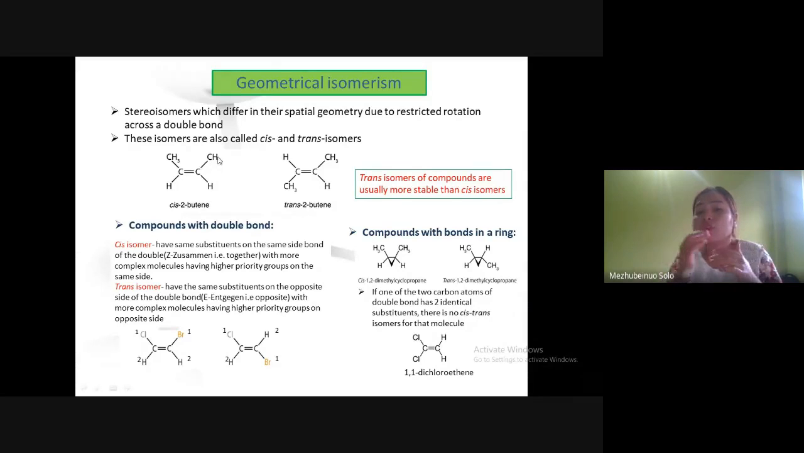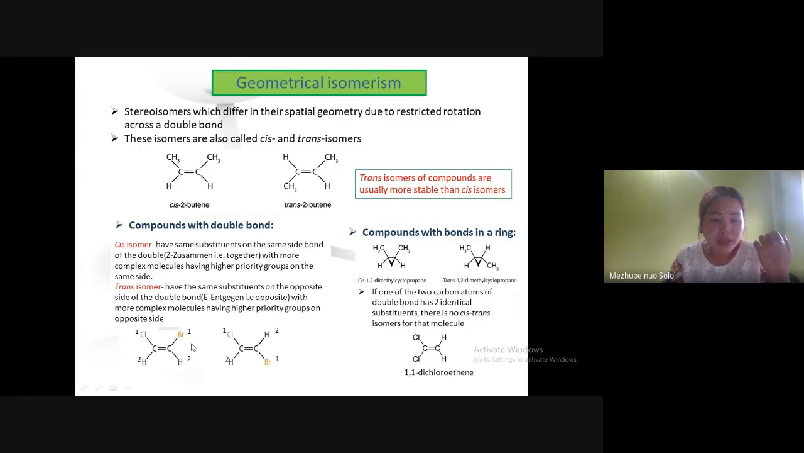And if the groups attached to this alkene lie on the same side, see in this case, we have both the substituents positioned on the same side. So this molecule will be called a cis molecule, and the other molecule where the substituents are on the opposite side is called a trans molecule.